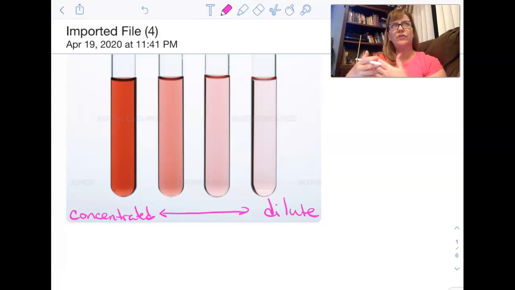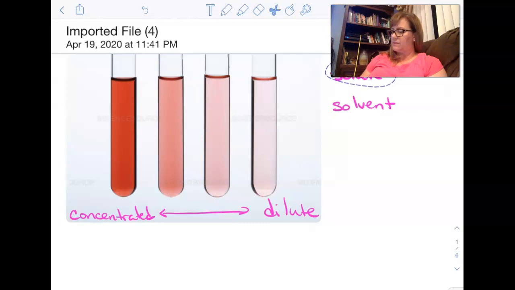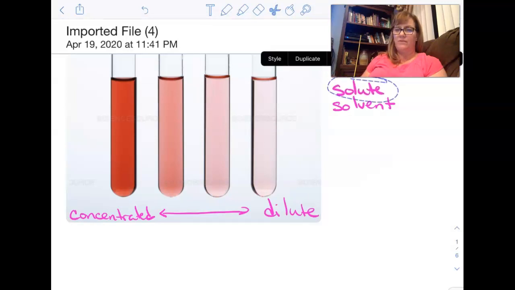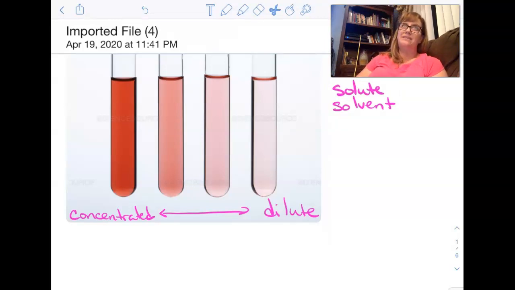So what this is referring to is, remember I told you that every solution has 2 parts to it. One part is the solute, the other part is the solvent. Let me move this solute word so you can see it a little bit better. There we go, solute and solvent. The solute is the part that is being dissolved. The solvent is the thing doing the dissolving.